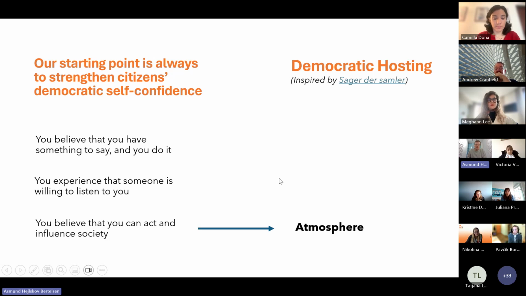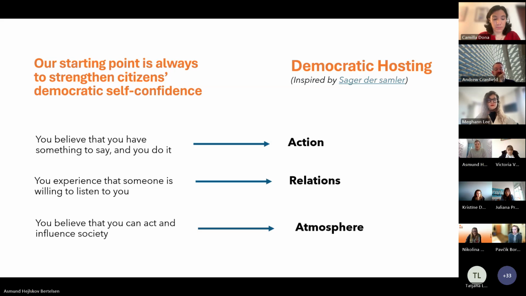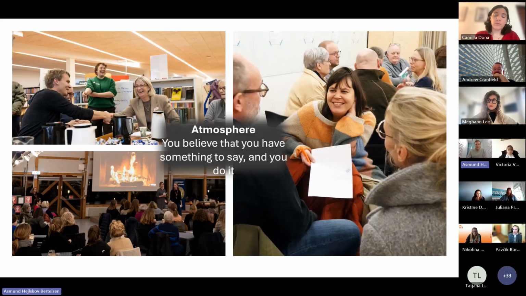So we have to make sure there's the right atmosphere so that you believe that you can act and influence society. We have to care about the relations so that you experience that someone is willing to listen to you. And we have to make sure that you can take action one way or another. So I will try to outline how that could look.